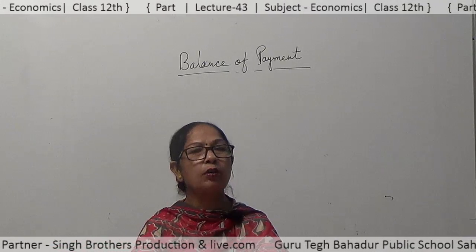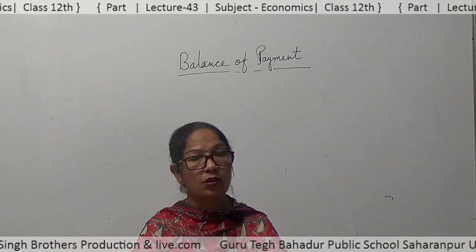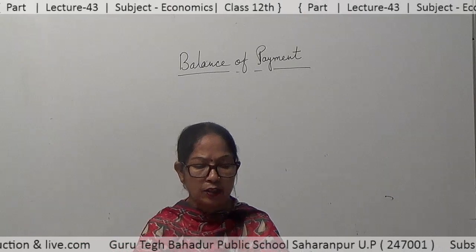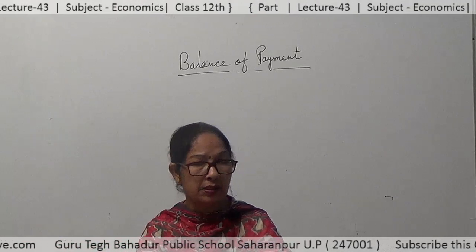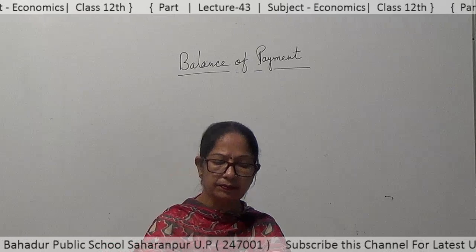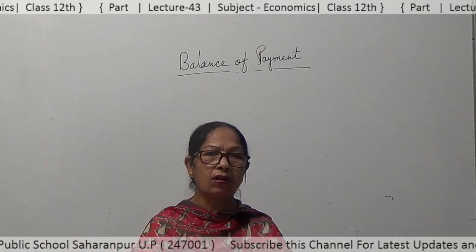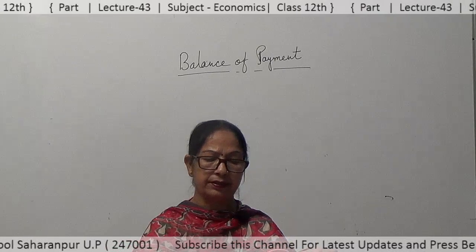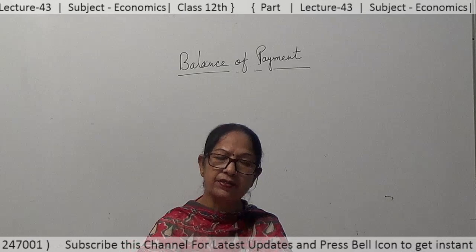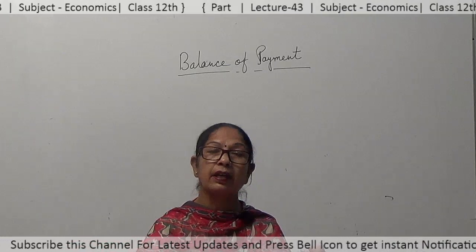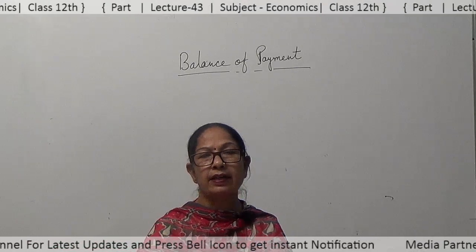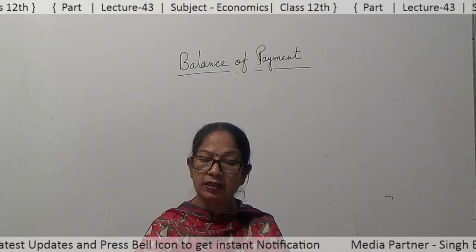So, the components of BOP again: the main items on credit side are export of goods, that is known as visible trade, export of services, that is known as invisible trade, unrequited receipts, that is unilateral transfers, and capital receipts. These all make credit side. Similar items on debit side: import of goods, import of services, unrequited payments, and capital payments. These make debit side, and all these items we have already discussed in detail.